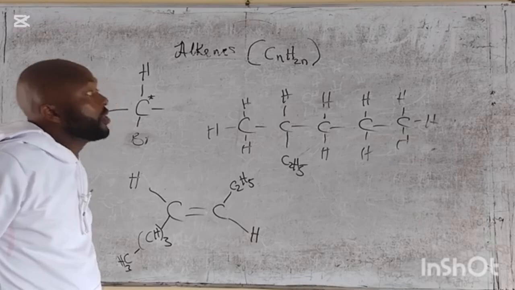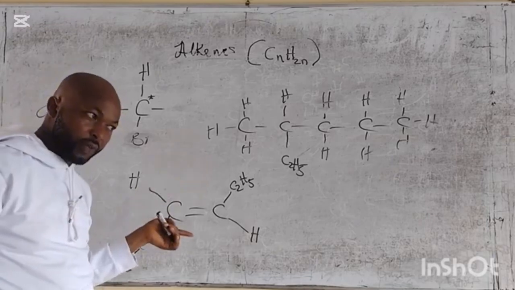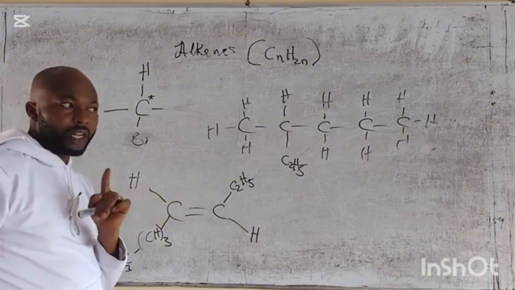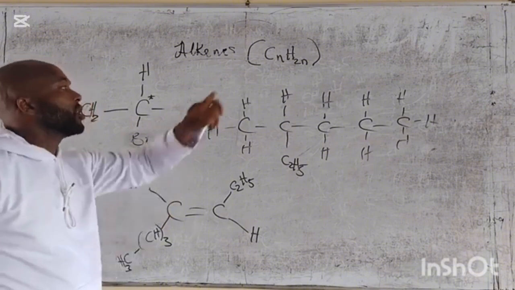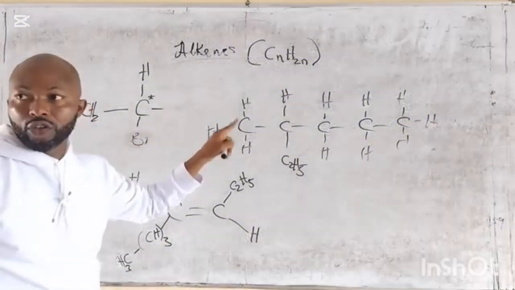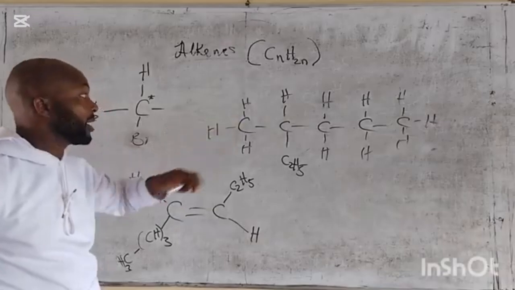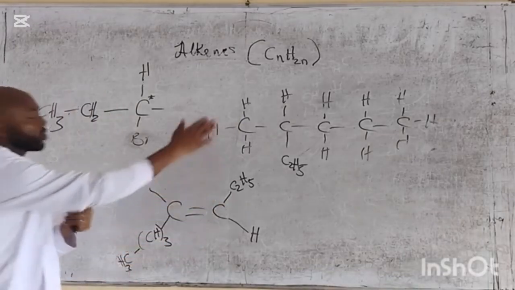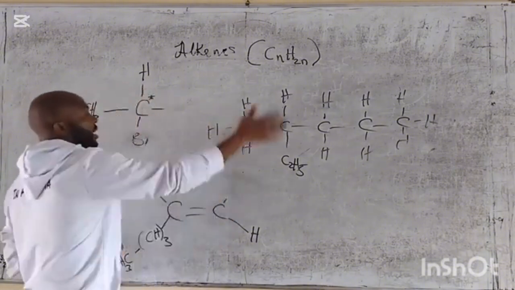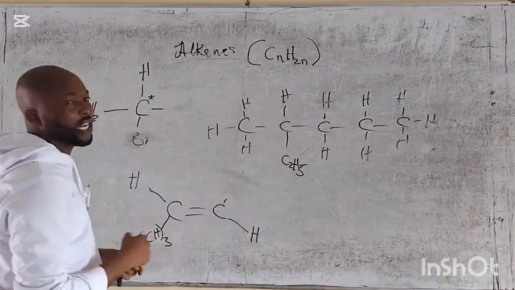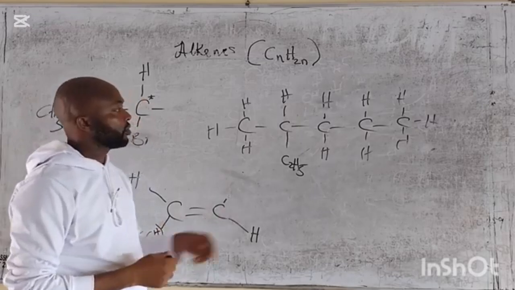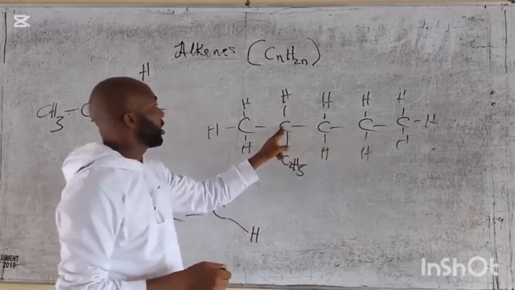We want to know if this whole compound is optically active. That means we must be able to trace one carbon atom that has all the substituents or groups attached to it differently. Now, if you look into this compound, which one here do we say is optically active? Which one has a chiral center?